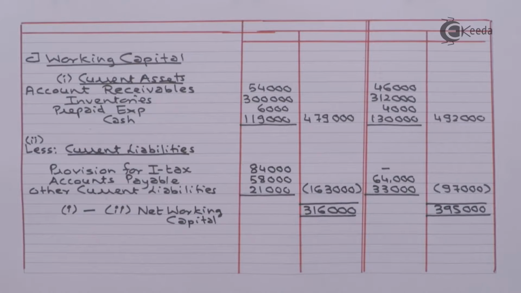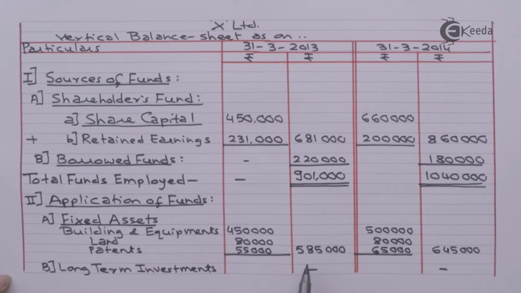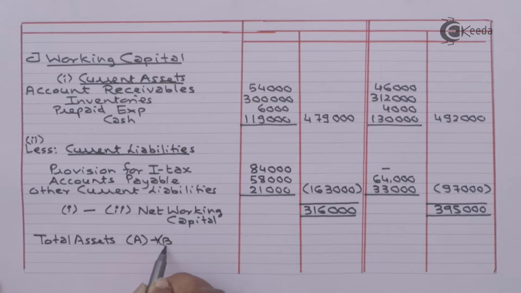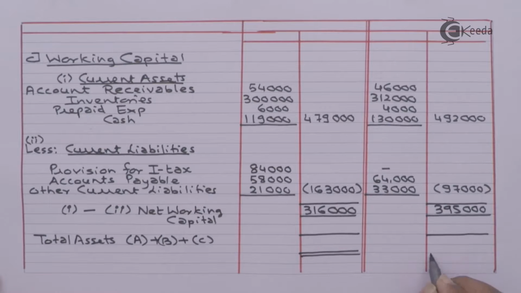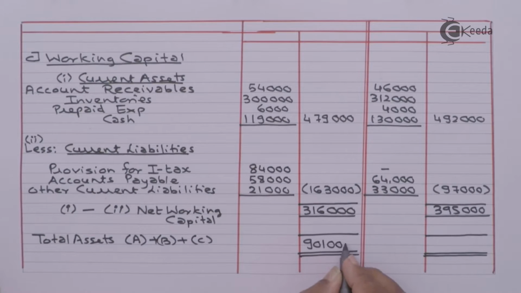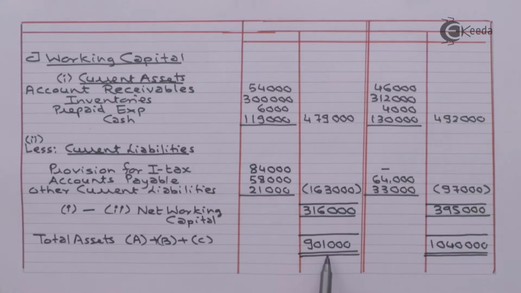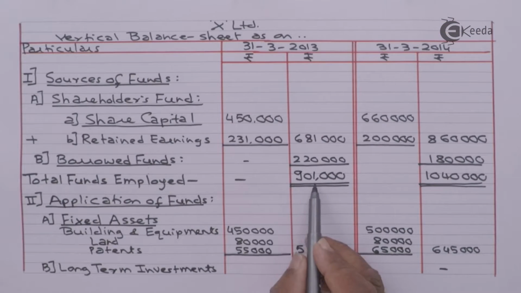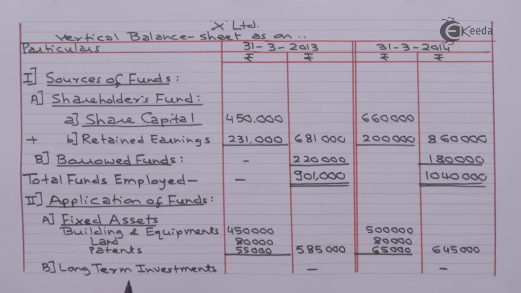This amount will be added to the amount of fixed assets, 5,85,000 and 6,45,000. Thereby we get the amount of total assets: 9,01,000 and 10,40,000. Total of the first part of the balance sheet is also 9,01,000 and 10,40,000. So we have completed the vertical arrangement of the balance sheet.